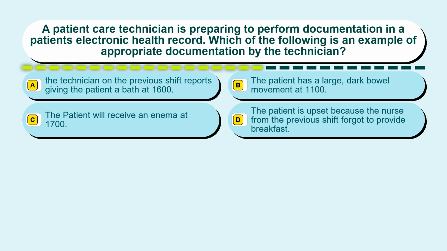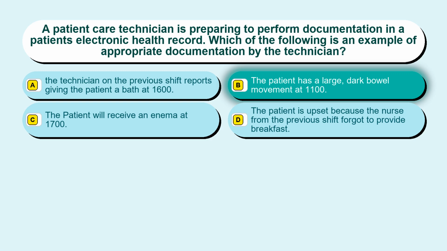Option A, the technician on the previous shift reports giving the patient a bath at 1600. Option B, the patient has a large, dark bowel movement at 1100. Option C, the patient will receive an enema at 1700. Option D, the patient is upset because the nurse from the previous shift forgot to provide breakfast.